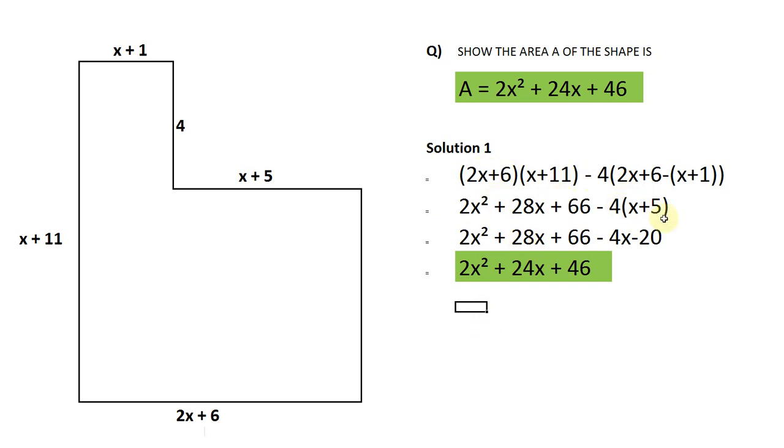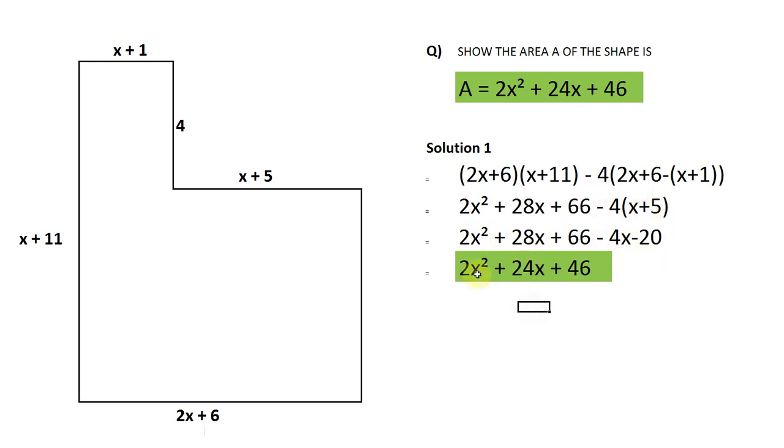The next expression's a lot easier to do. It's just minus 4 times x plus 5. So the 2x minus your x here give you x, and your 6 minus your 1 give you your 5. So expand that, you get minus 4x minus 20. Don't forget the minus is on the outside of the bracket, so minus times plus is minus.